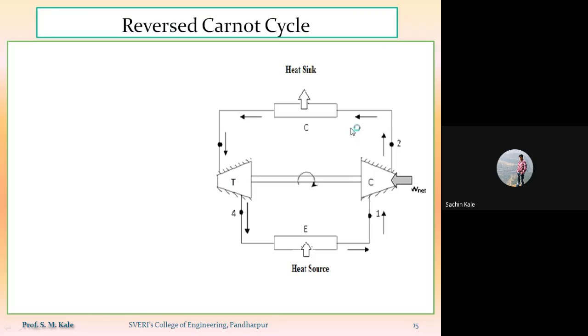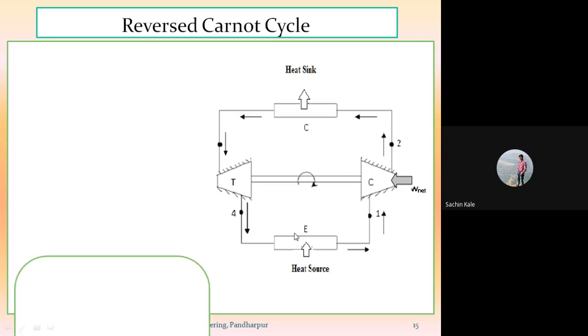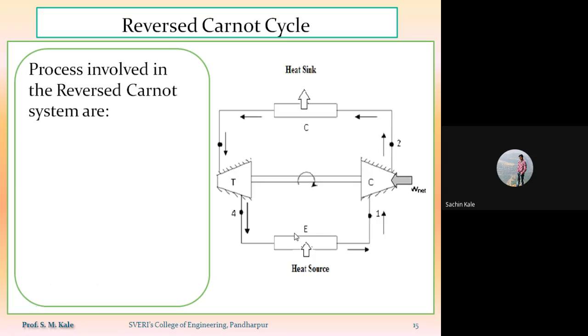So this is the diagram of the reverse Carnot cycle, and the reverse Carnot cycle consists of 4 processes, out of which 2 are isentropic processes.